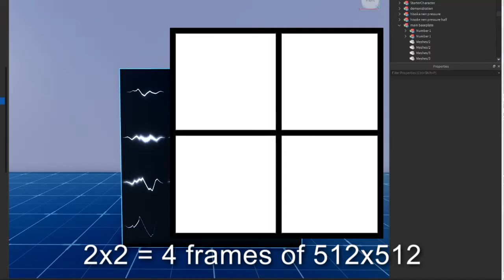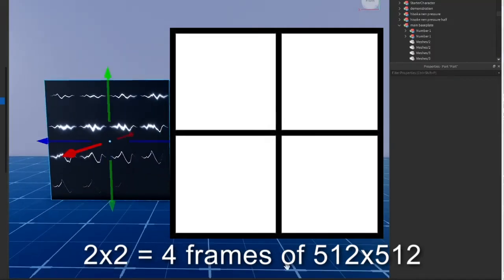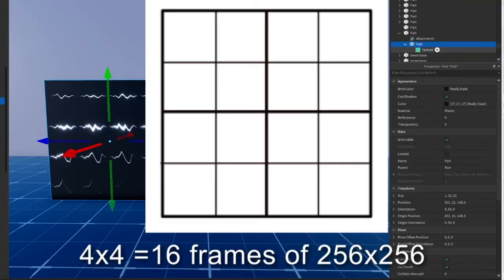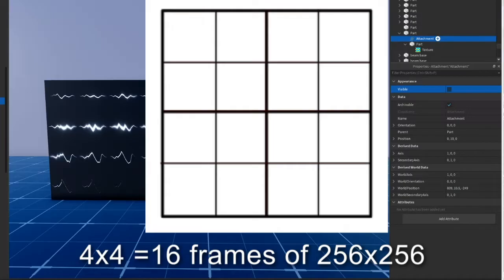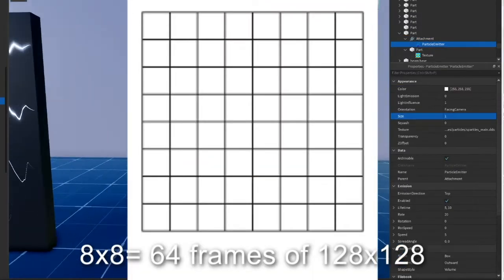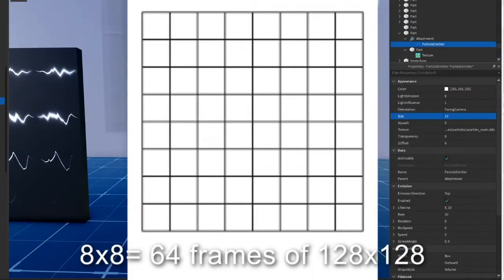2x2 will give you 4 frames that each have 512 by 512 resolution. 4x4 will give you 16 frames that each have 256 by 256 resolution. 8x8 will give you 64 frames that each have 128 by 128 resolution.